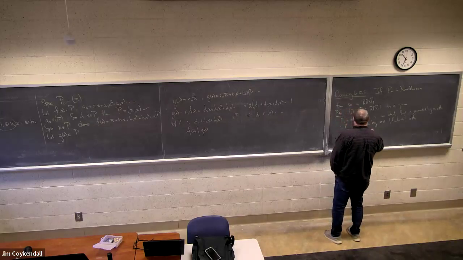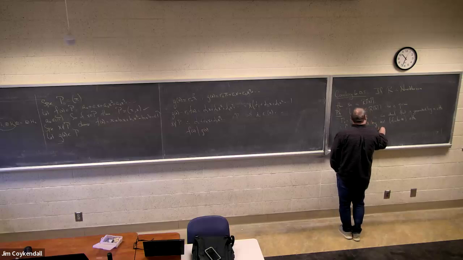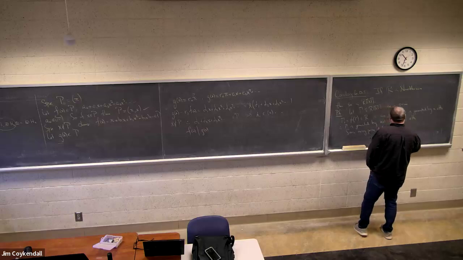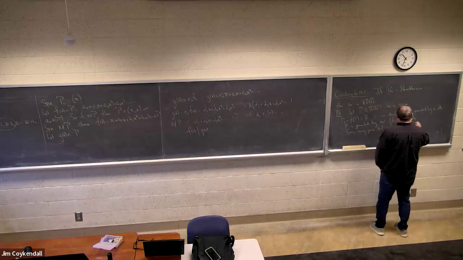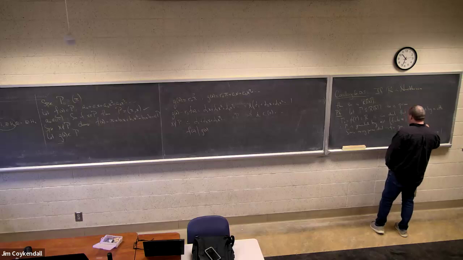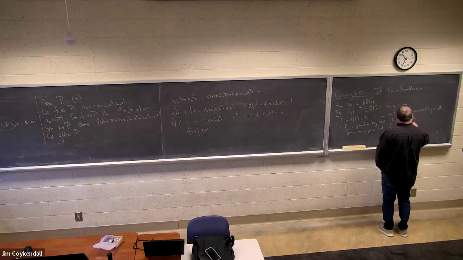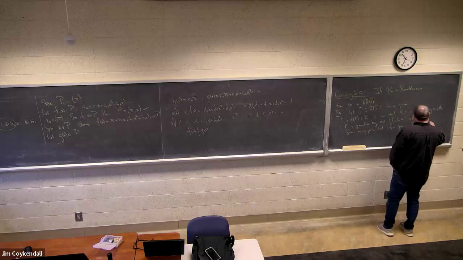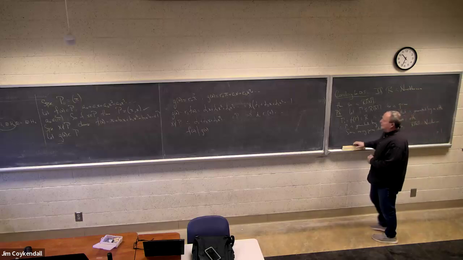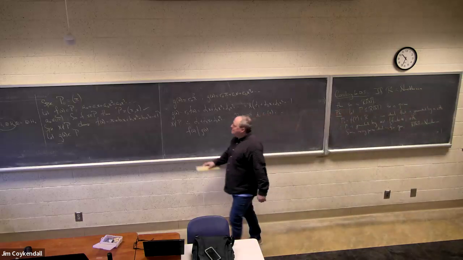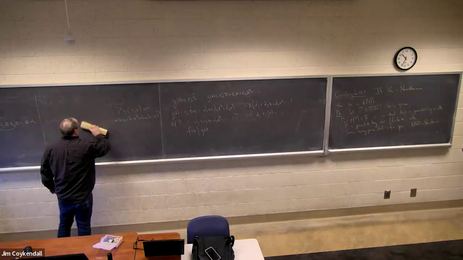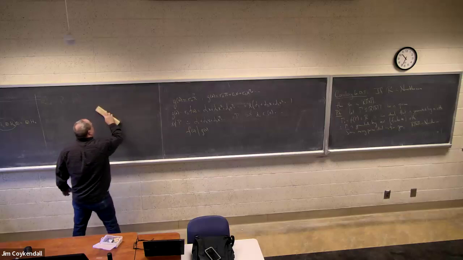So as every prime ideal is finitely generated, R power X is Noetherian. Any questions so far?